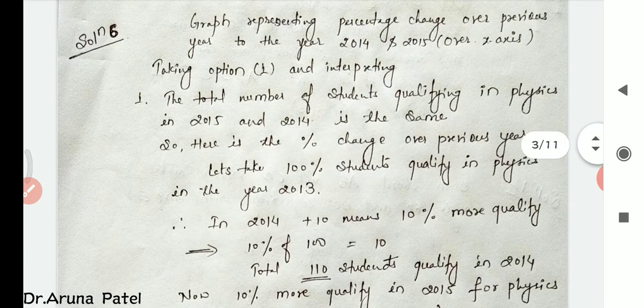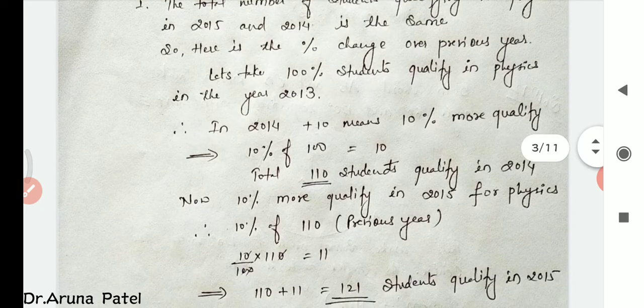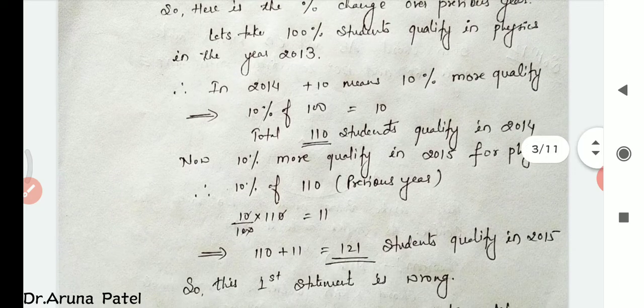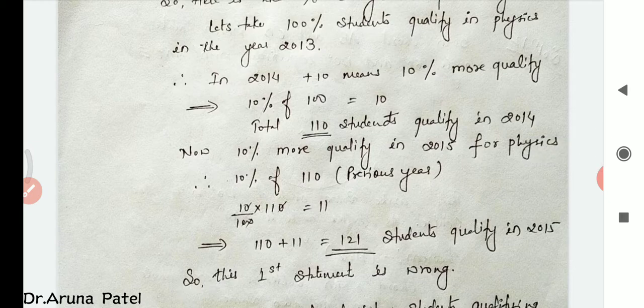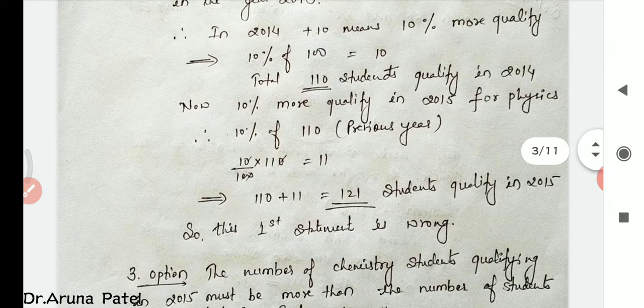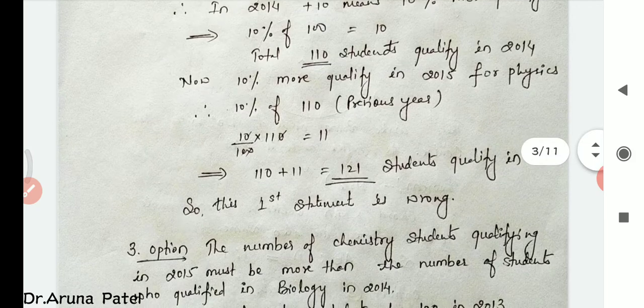It is given in the option that students qualifying in physics in 2015 and 2014 is the same. But if we suppose 100 students qualified in the year 2013, then according to the graph there are 110 in 2014 and 121 in 2015. So these two are not the same, they are different. So this statement is wrong, and the first one is wrong.